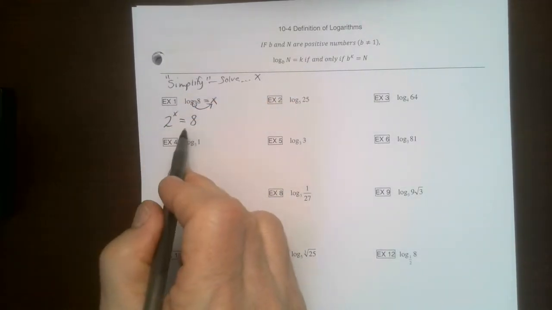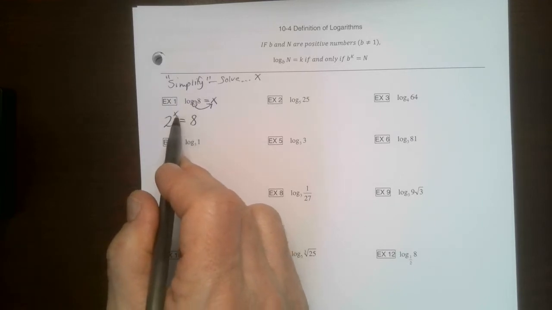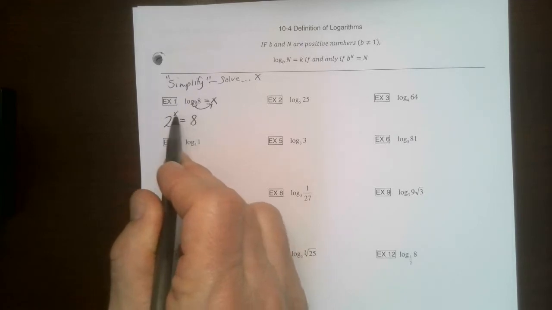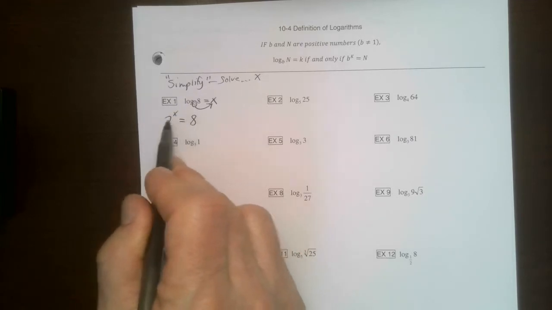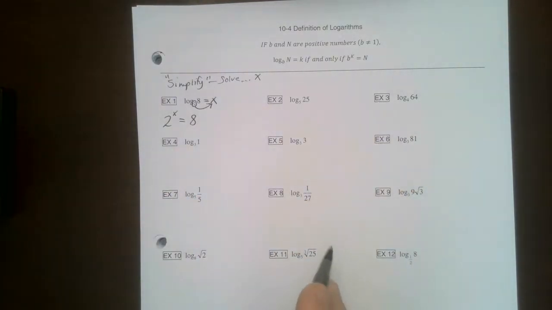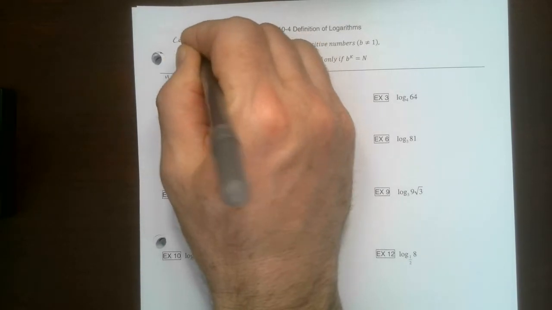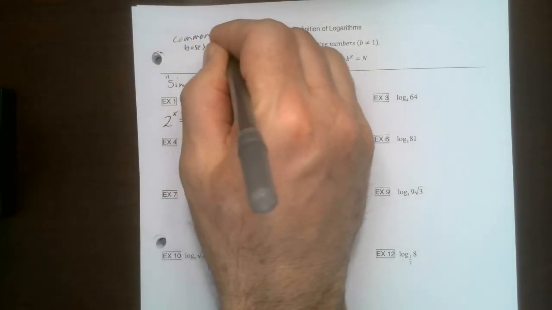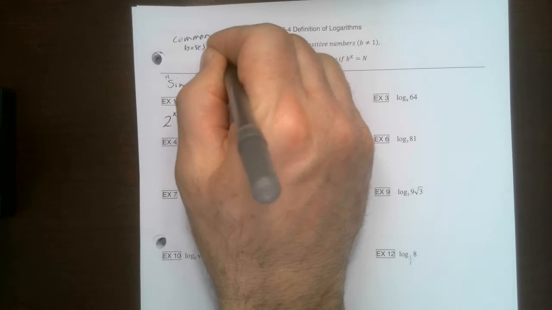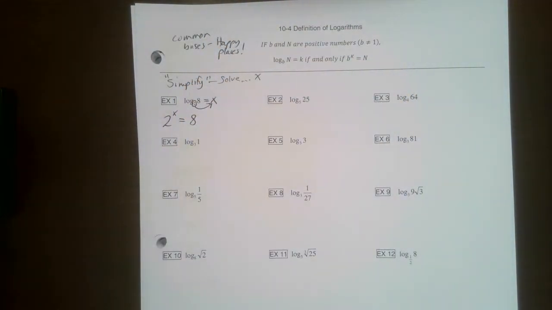Now, I am certain that if you've been listening to math along the way, you should be able to figure this out by just looking at it. 2 to some power is 8. Well, that has to be 3. But let's act like we don't know that, and I need to brainwash you for some of these harder problems. So this little phrase, common bases, happy places, is going to get more and more important today.